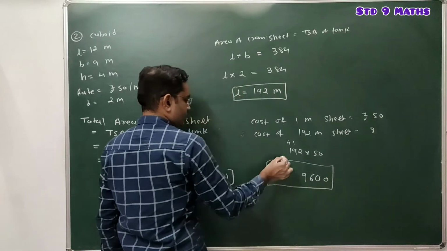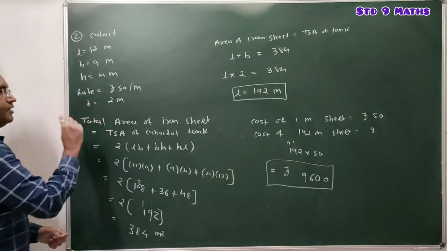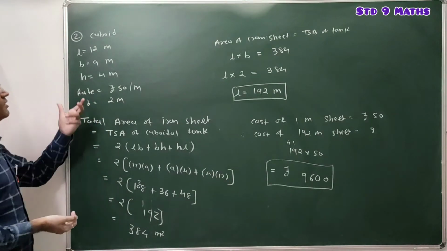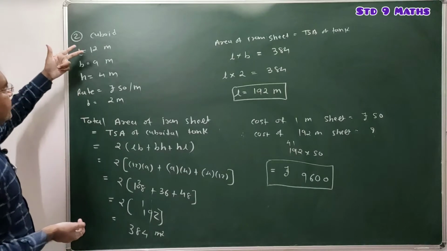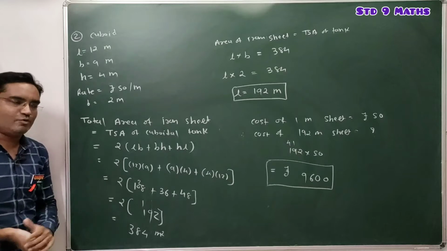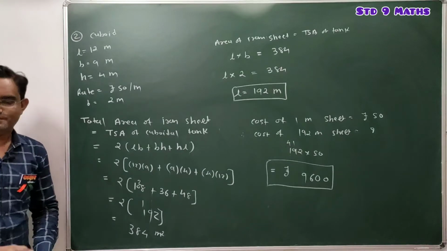9600 rupees is the total cost of iron sheet of breadth 2 meter, which is used to make this iron tank of length 12 meter, breadth 9 meter and height 4 meter. This is the solution. Pause the video and note it down.